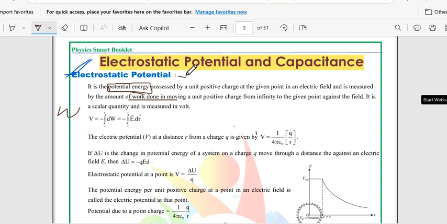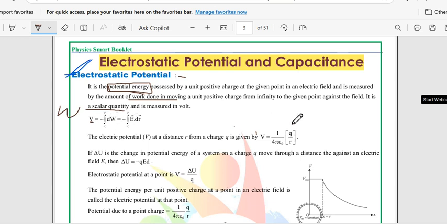So it is a potential energy possessed by a unit positive charge at a given point in an electric field, measured by the amount of work done in moving a unit positive charge from infinity to that given point against the field. It is a scalar quantity and is measured in volt. Electrostatic potential is denoted by the letter V.